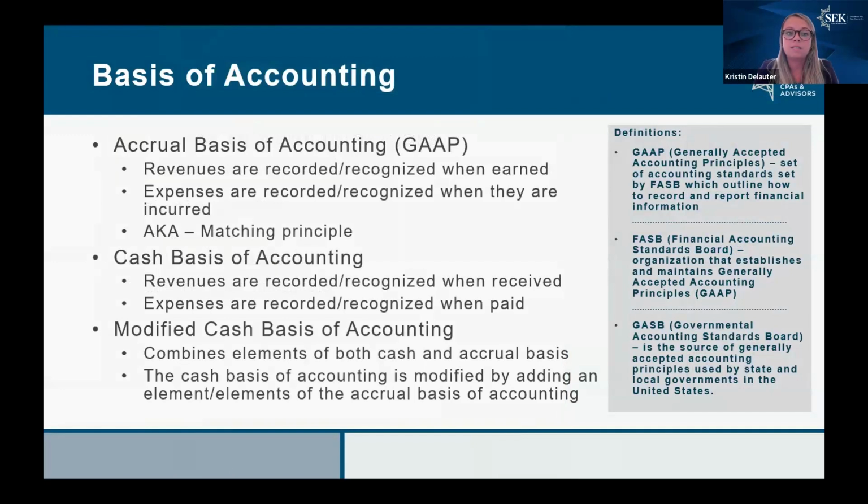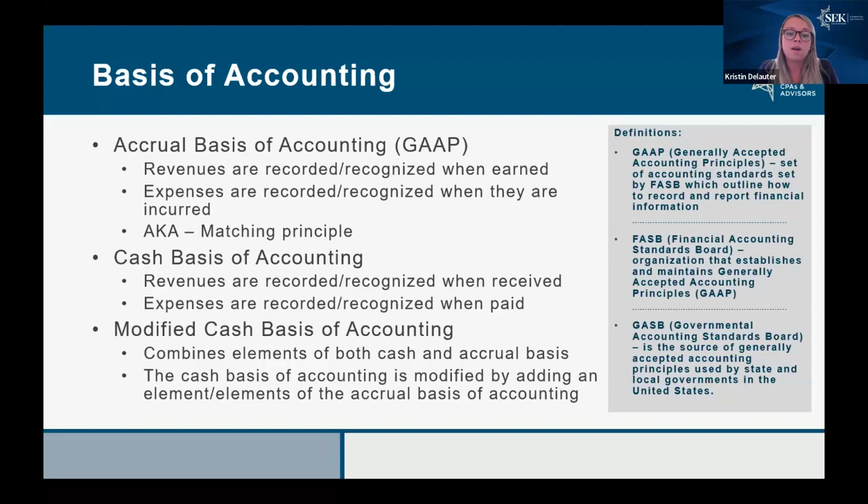There's 3 main bases of accounting. There's the accrual basis of accounting, which is also known as the GAAP basis. This is the generally accepted accounting principles, which is a set of accounting standards set by the Financial Accounting Standards Board, which outlines how to record and report financial information. So under this basis of accounting, revenues are being recorded and recognized when they're earned, and expenses are recorded and recognized when they're incurred. It's also known as a matching principle, where you are recording this regardless of when the actual cash flow occurs. Under the cash basis of accounting, the revenues are being recorded and recognized when the cash is actually received, and then the expenses are being recorded and recognized when paid.